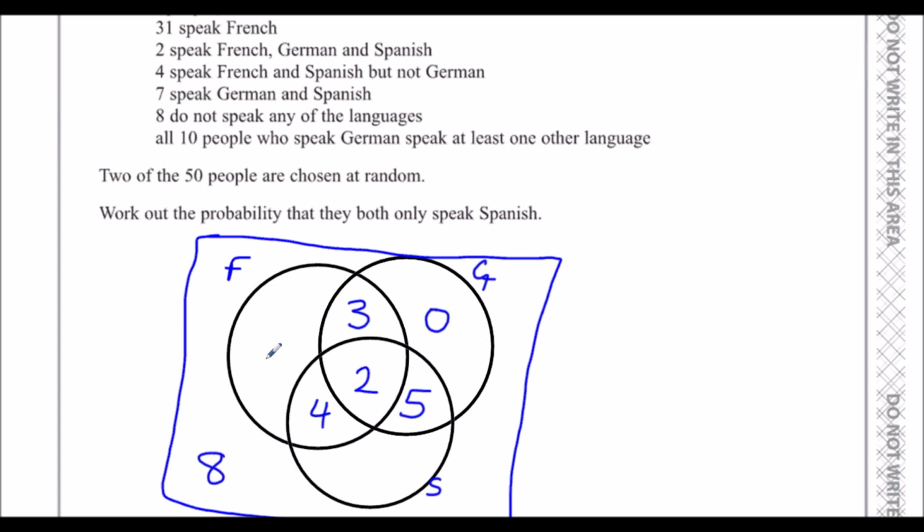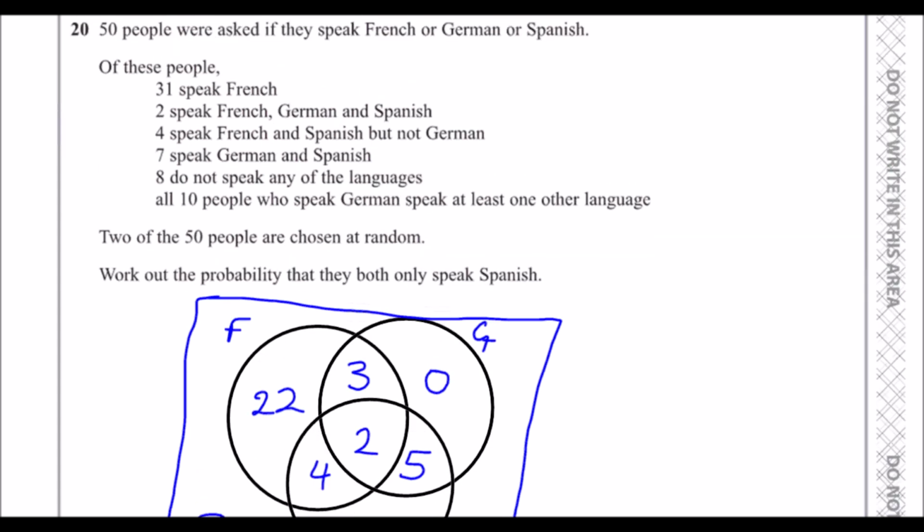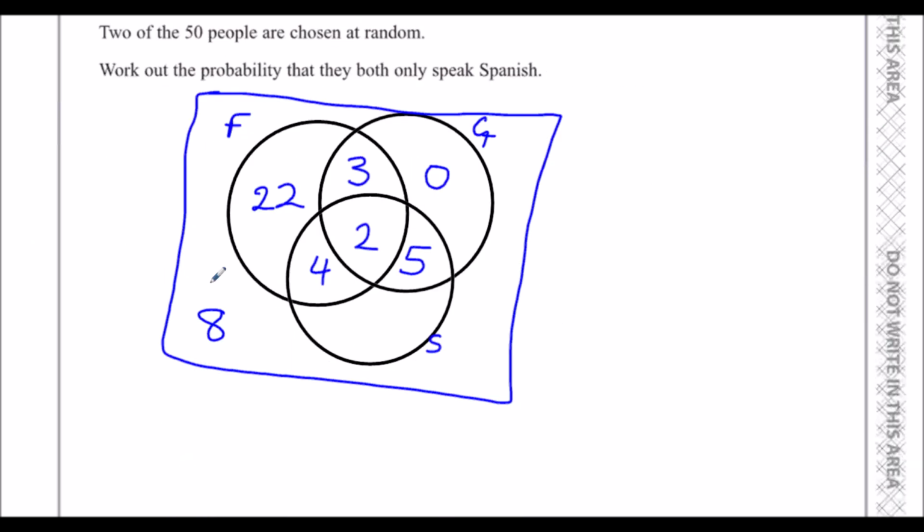31 speak French, returning to that now. So I've already got 6, 7, 8, 9. So 31 take away 9 is 22. So we've got 22 in here. And of course, the one left is Spanish. We want 50 people in total. So 50 take away all of these. So take away 8, take away 22. Take away 4, take away 2, take away 3, take away 5, and that leaves me with 6 people. So 6 people just speak Spanish, and that should add up to 50 now.